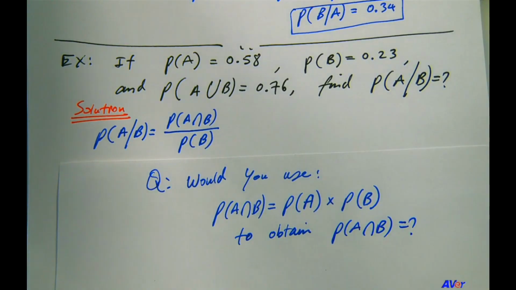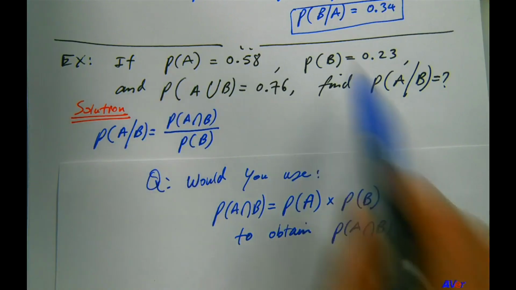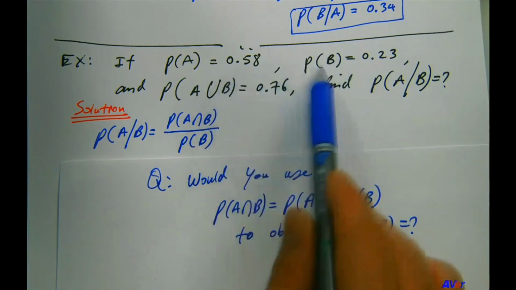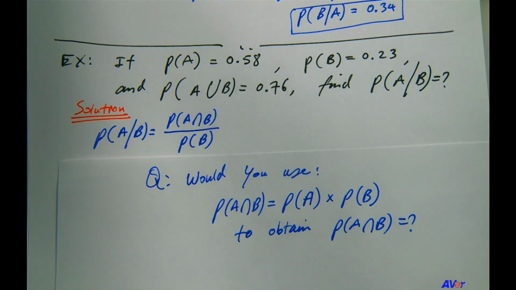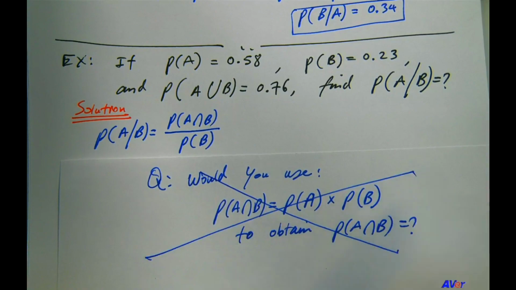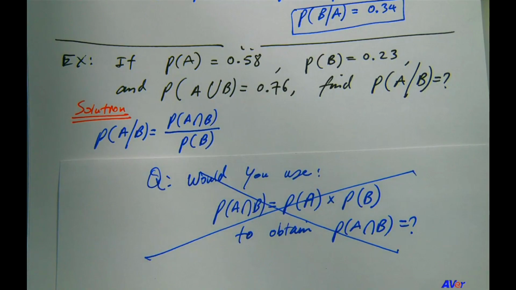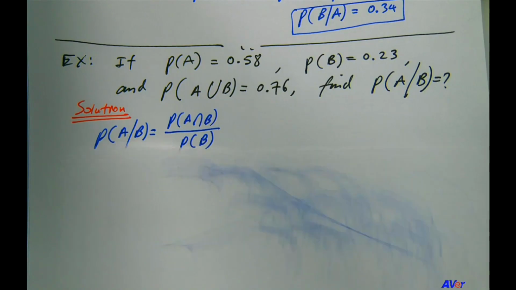Would you? I mean, you're sitting at home watching this. Would you do that? It's not given. Would you use this formula to calculate that? Because probability of A is given, probability of B is given. Why wouldn't you use that? Why wouldn't you multiply those two quantities to calculate this? The answer is that you should not use this formula in this case. So we cannot use this formula to find what probability of A intersection B is. Okay? Why not?